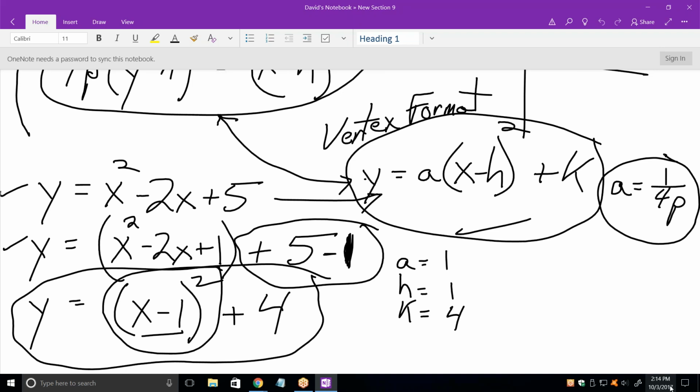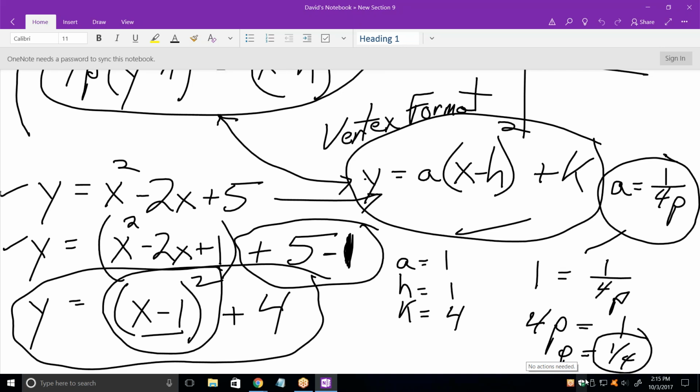More importantly, that's not what they ask for. They ask for P. Well, you have to go over to this equation. Substitute 1 for A in A equals 1 over 4P, and solve that for P. Well, that means 4P would be equal to 1, so P is equal to 1/4. And that is your answer. The focal distance is 1/4 unit above the vertex.